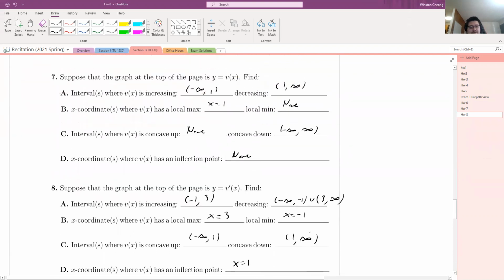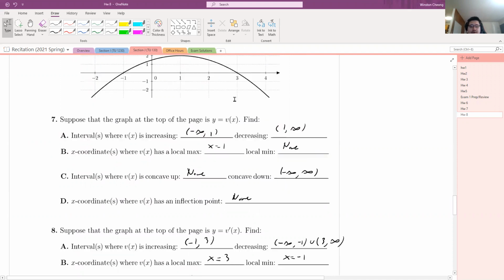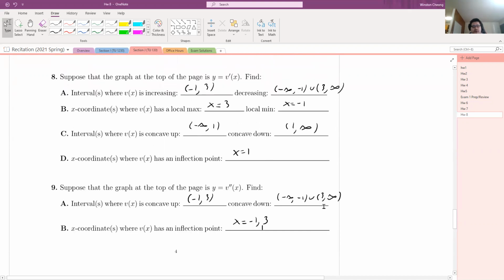And concave down is everywhere else. And then for inflection points, again, concavity needs to change. And we do see that it does actually change. Over here, viewing the graph as the second derivative, this is negative to positive, positive to negative. So both -1 and 3 are going to be inflection points. So x is equal to -1 and 3. Both work.